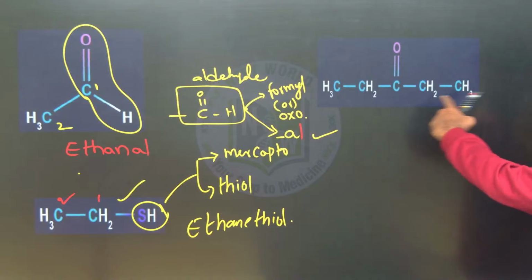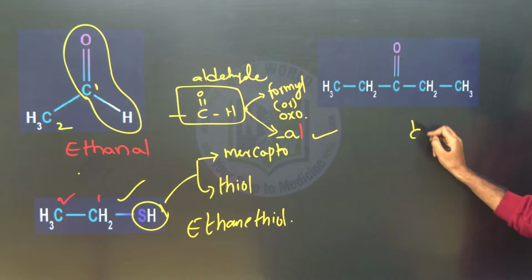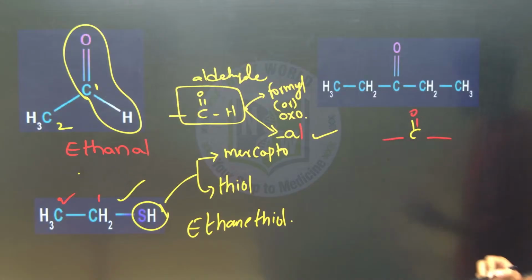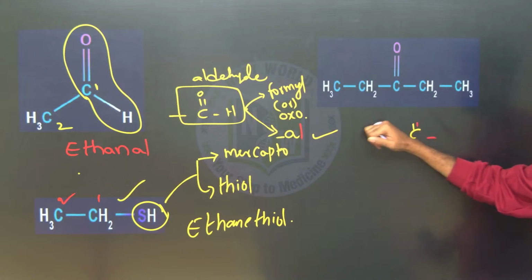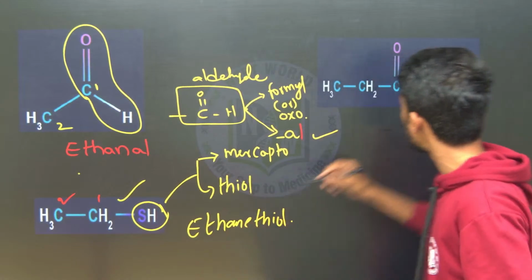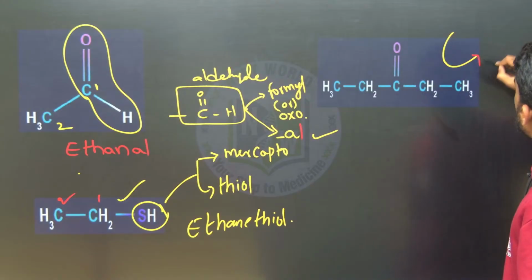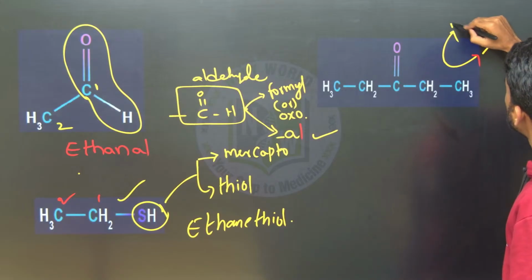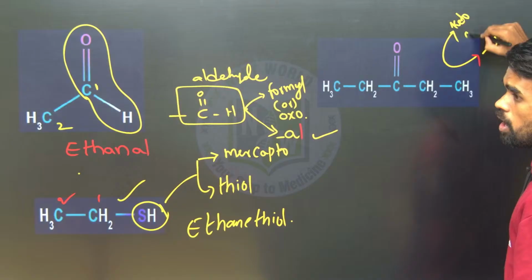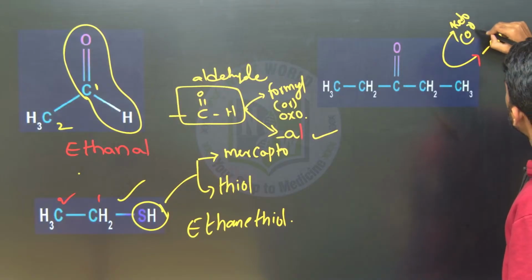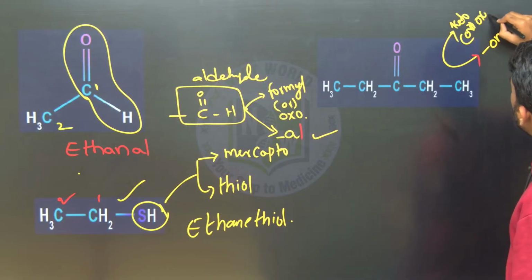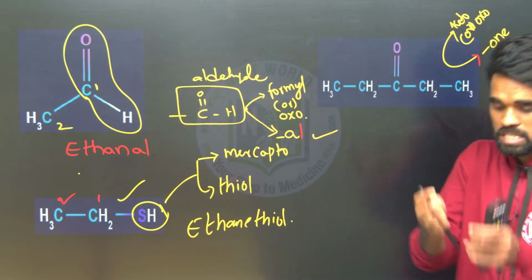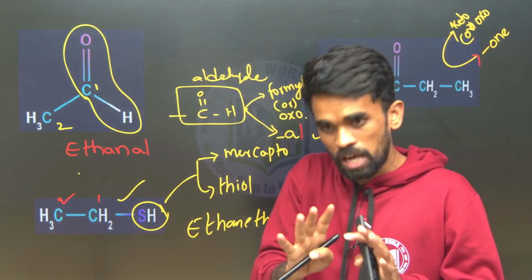Now what about this compound? It has C double bond O with alkyl groups on both sides. So it should be called a ketone. The suffix of this ketone is one, and prefix will be written as keto or oxo. Keto or oxo. When to use keto and when to use oxo, I will tell you.